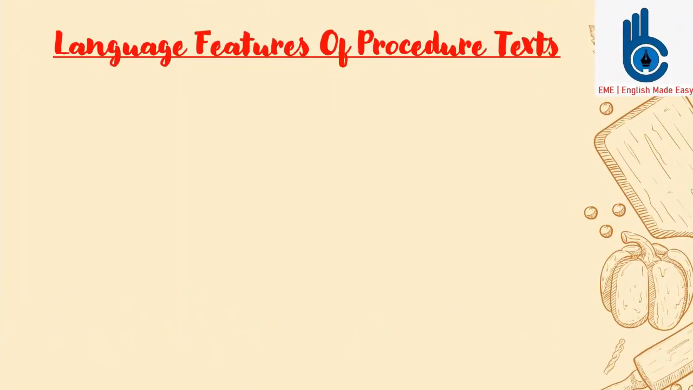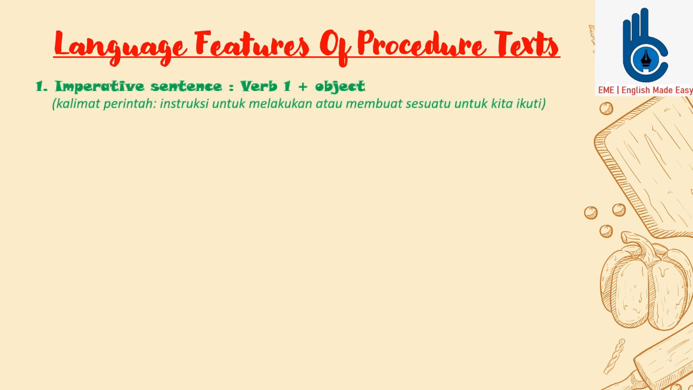Now we will learn the language features of procedure texts. The first, we have imperative sentence. As we can see in the example of the food recipe, we can see that Miss Amy always used imperative sentence, verb 1 followed by object.